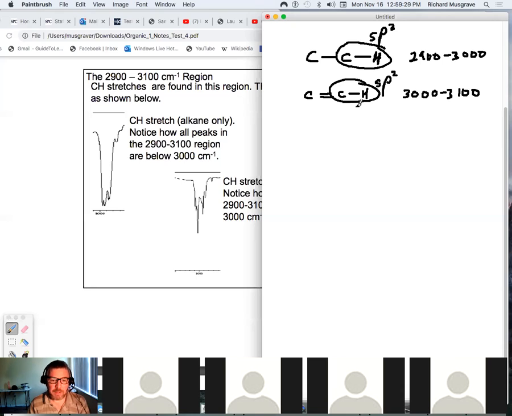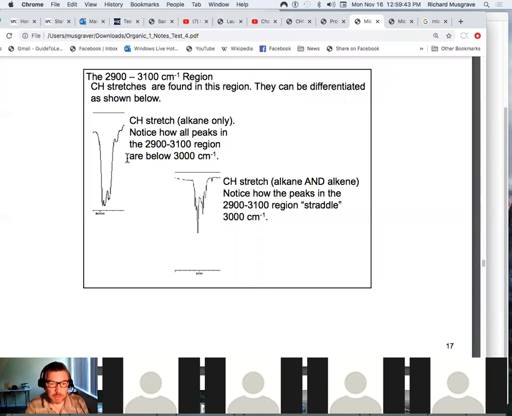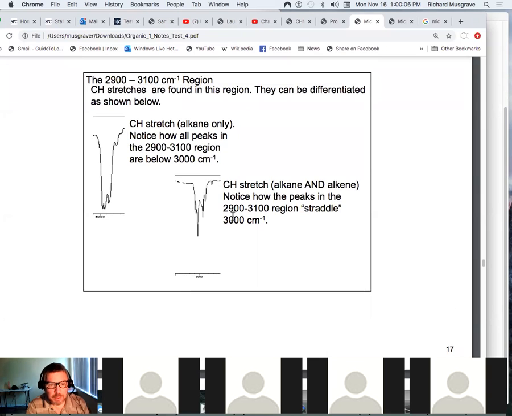Now, it's pretty atypical to have a compound that just has alkene. So really, we can have plenty of compounds that just have alkane, and those have a pretty predictable peak pattern, and you can see it here. This is for straight alkane. Everything's below 3000. Whereas the other possibility is alkane mixed with alkene, and that's going to straddle 3000. So you'll have it on both sides of 3000. And again, this is all on that sheet. You don't have to memorize any of this. Anybody got any questions about the 2900 to 3100 region?